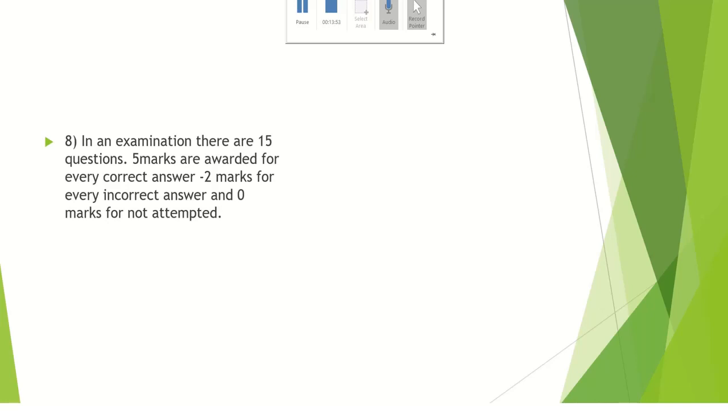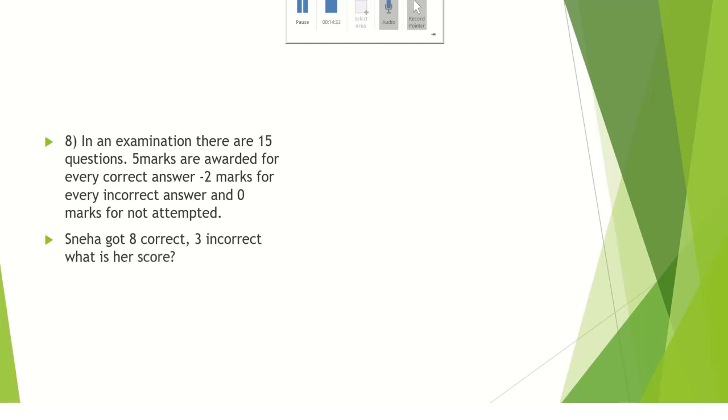This is a word problem. Most of the cases, marks are awarded positives and negatives. This is a similar question like that. In an examination, there are 15 questions. 5 marks are awarded for every correct answer, minus 2 marks for every incorrect answer, and 0 marks for not attempted. We need to cross check how many correct questions, how many wrong questions and how many not attempted. If we take it in a tabular form, you'll find it like this.